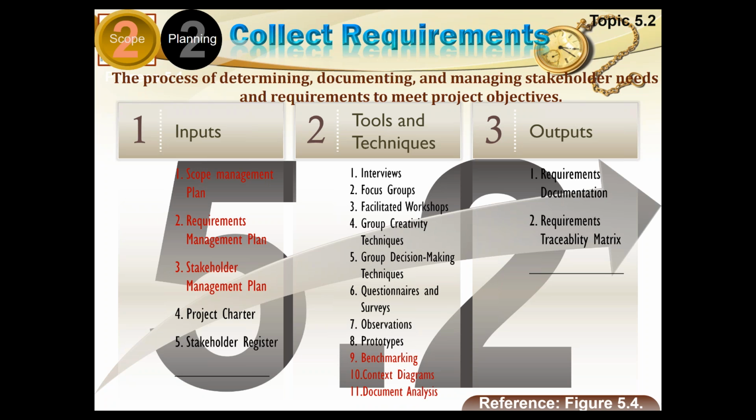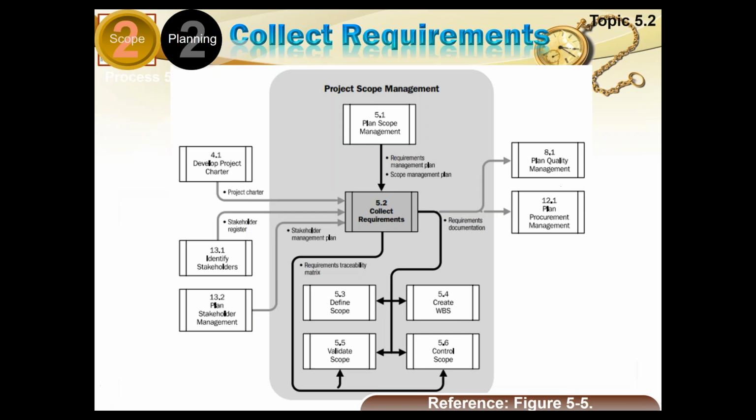Then the context diagram is a kind of flow diagram in which you establish the context of things. We draw things in a flow, and we say these things are going from here to here, and things like that. And then there is document analysis. We look at the documents and analyze them and come up with certain conclusions about the organization. So these are the various methods of collecting the requirements.